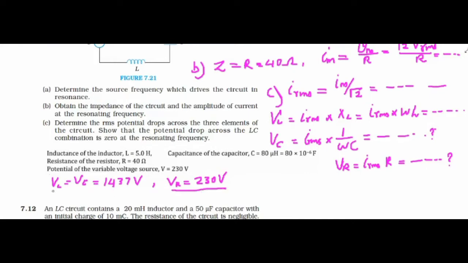The next, VL equal to VC is equal to 1437 volt. So how will it happen? The applied voltage is only 230 volts, and according to Kirchhoff's loop rule, this 230 volt will be distributed among various components in the circuit. Then each component should have a voltage less than 230 volt, because the applied 230 volt must be distributed. Then how do you get this 1437 volt?